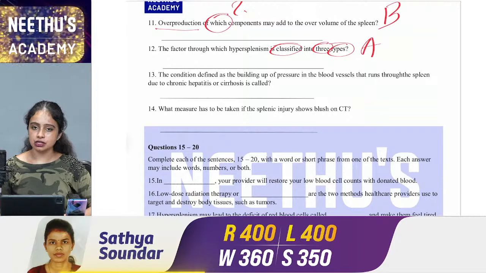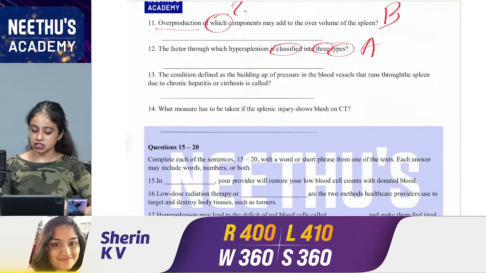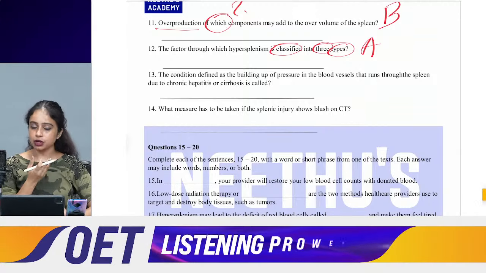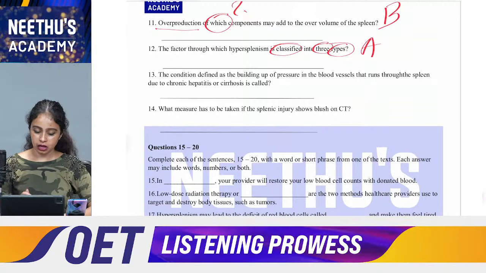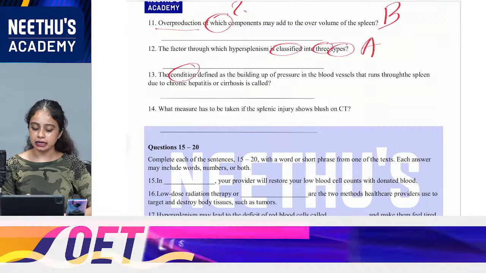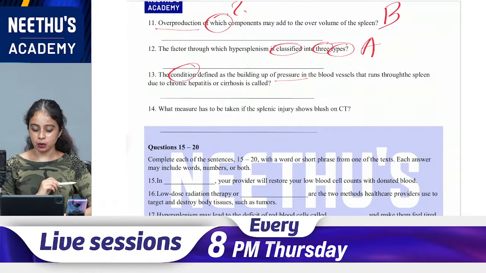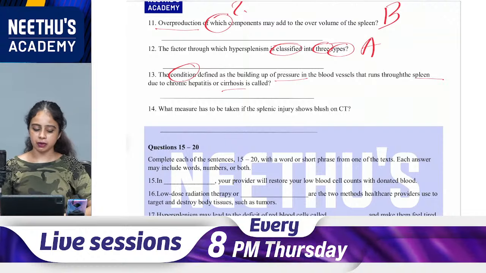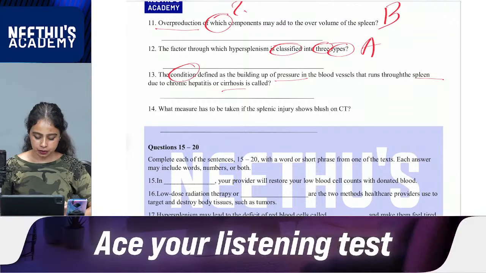13th one: the condition defined as the building up of pressure in the blood vessels that run through the spleen due to chronic hepatitis or cirrhosis is called dash. So what is it called? The condition defined as building up of pressure. Spleen, then cirrhosis. So what is your answer? May I know? 13th one.